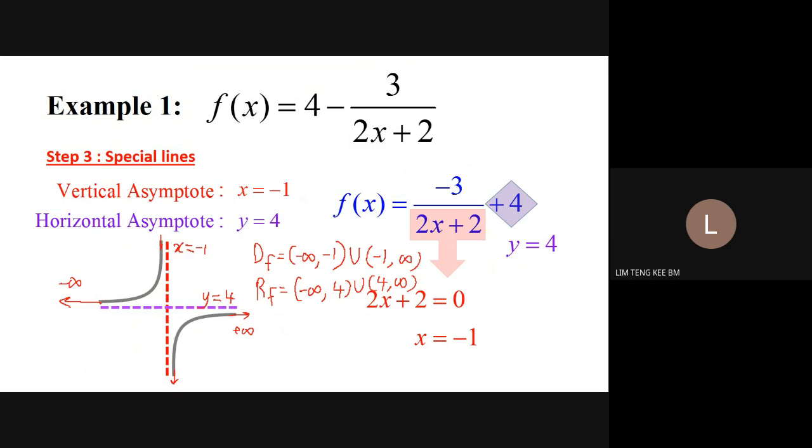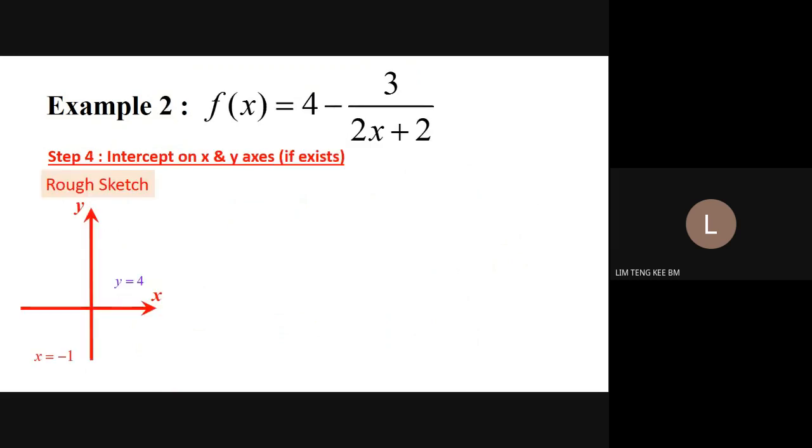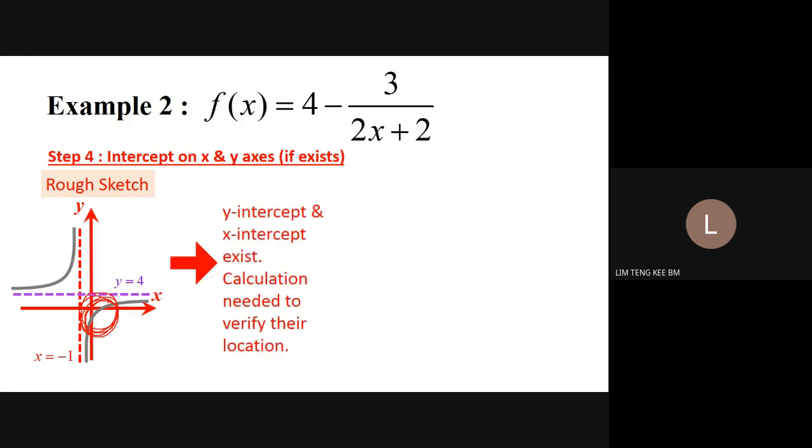Then without further ado, we go on with the x and y intercept. We would like to check whether they exist or not by doing a rough sketch. Put in the x and y axis, and then we put in our asymptote and graph. From the rough sketching here, we can somehow see that we are going to have both x and y intercept located somewhere here. But whether this is a correct position or not, we are not sure. But for sure we know that x and y intercept exist. We need further calculations to verify their location.